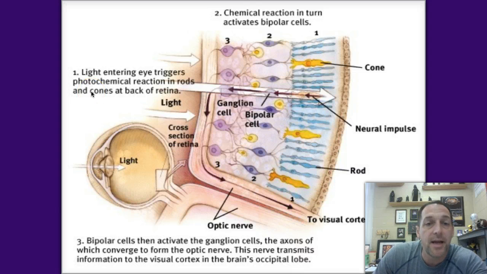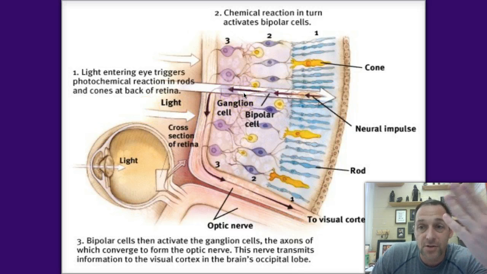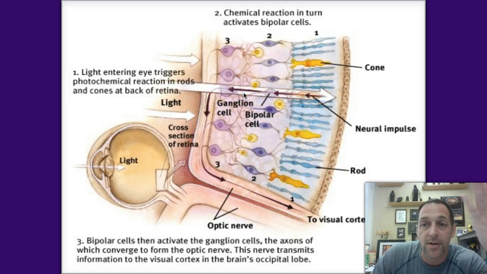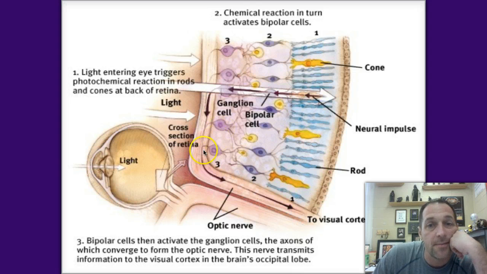Number one, light entering the eye triggers a photochemical reaction in rods and cones at the back of the retina. Photochemical means basically the energy of the light creates a chemical reaction in the part of the eye that starts the neural process of interpreting the information that's out there. Okay? That chemical reaction in turn activates what are called bipolar cells.